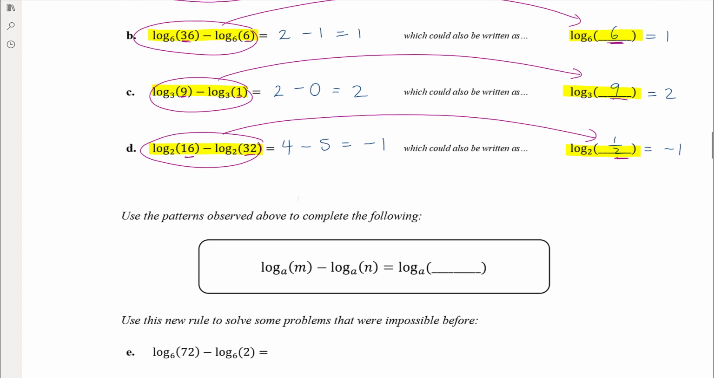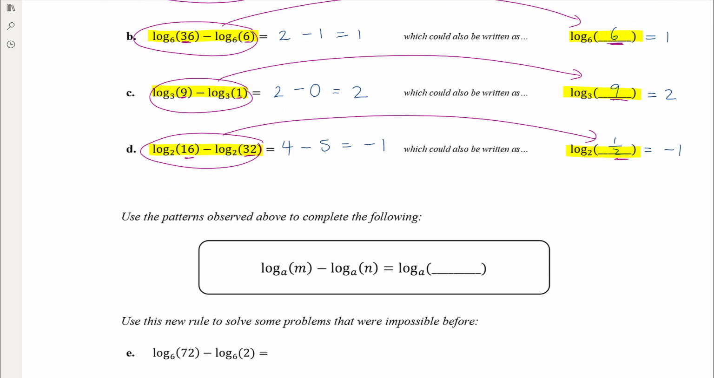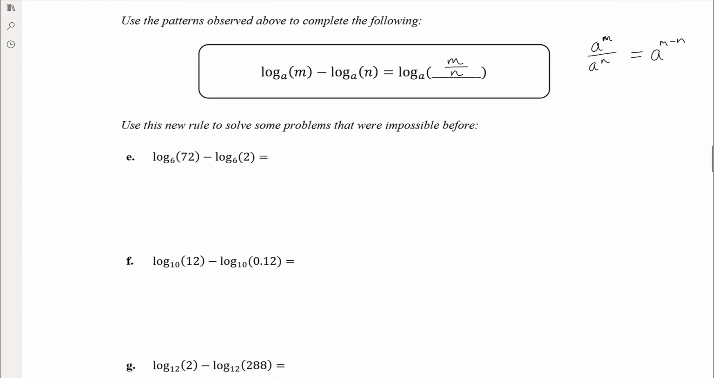And so when we are subtracting 2 logs, we can combine them together as a single log by dividing the things inside the logs. And again, this is the reverse of the index law that says that if we are dividing 2 powers, we combine those together by subtracting the exponents. When we are subtracting 2 logs, we combine those together by dividing the things inside the logs. So it's the reverse thing with the log laws. Let's use this rule to solve some problems.